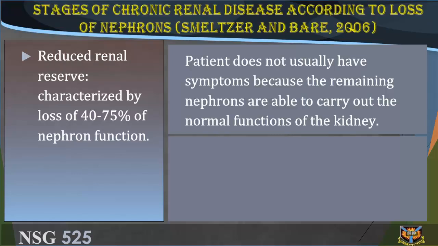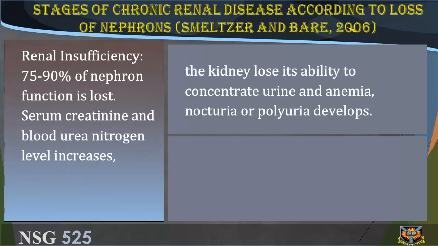Stages of chronic renal disease according to loss of nephrons. Reduced renal reserve, characterized by loss of 40 to 75% of nephron function. The patient does not usually have symptoms because the remaining nephrons are able to carry out the normal functions of the kidney. Renal insufficiency: 75 to 95% of nephron function is lost. Serum creatinine and blood urea nitrogen levels increase. The kidney loses its ability to concentrate urine, and anemia, nocturia and uremia develop.